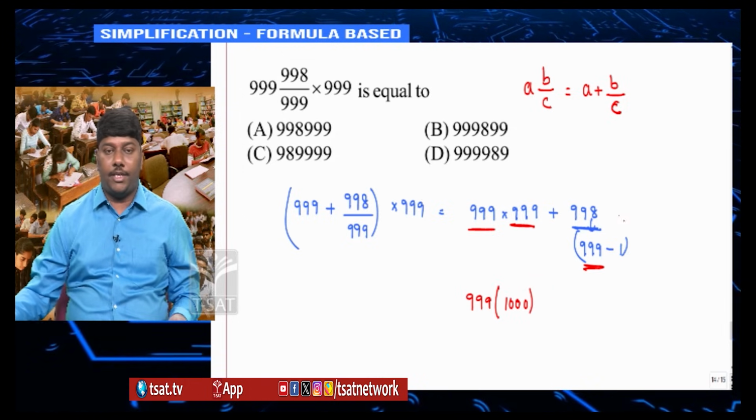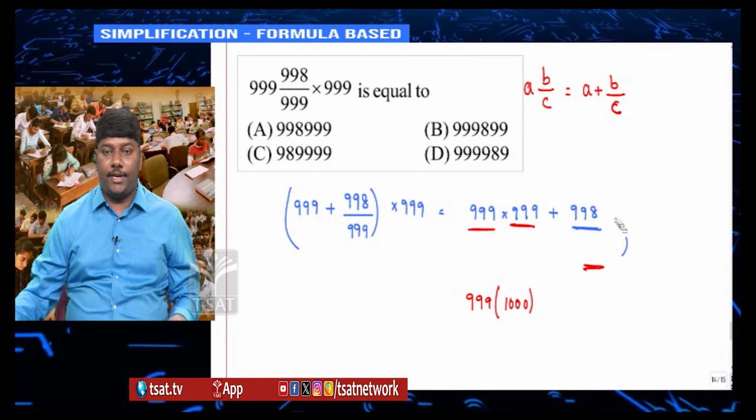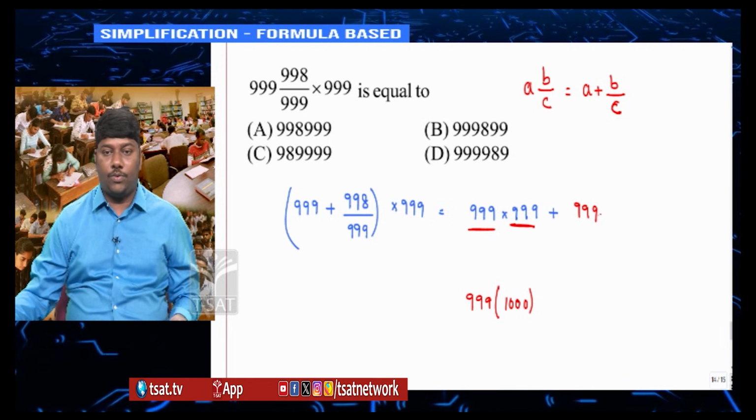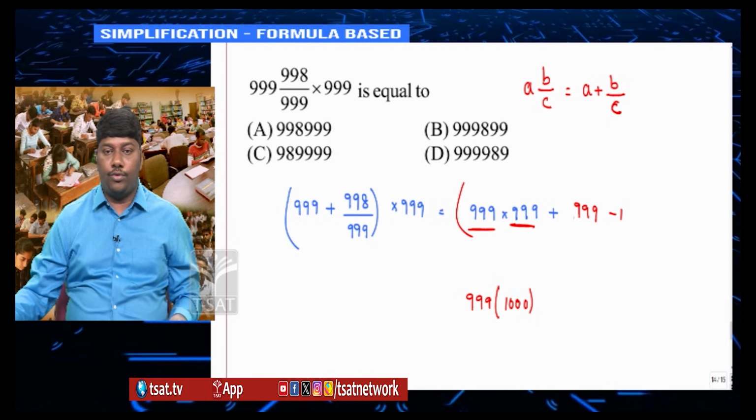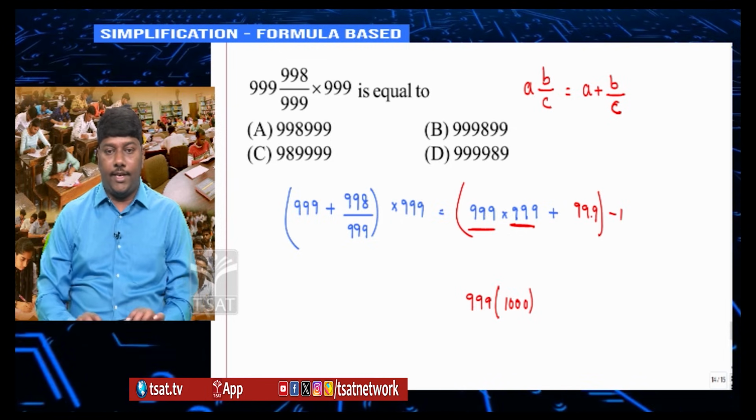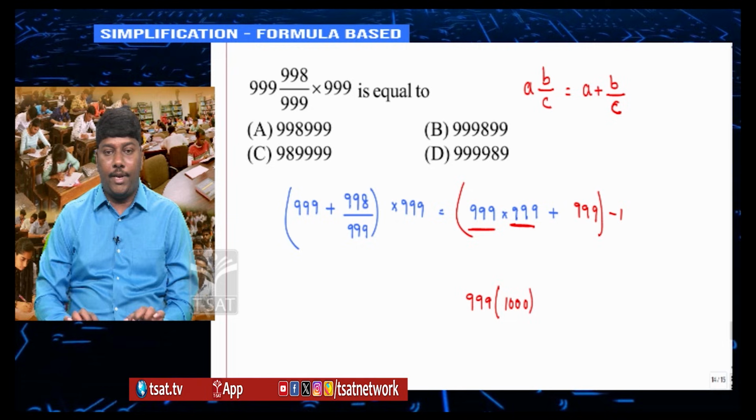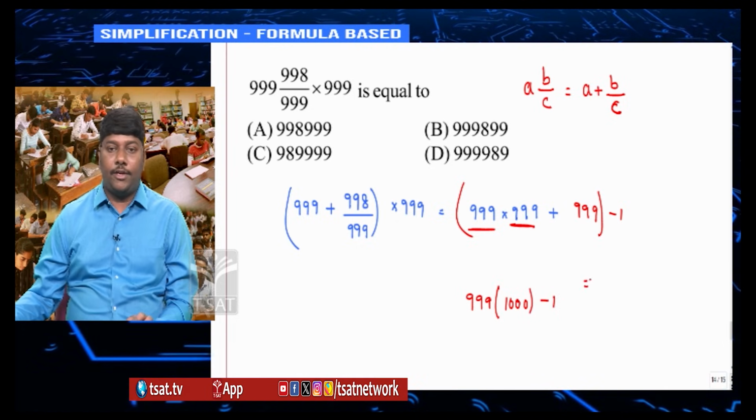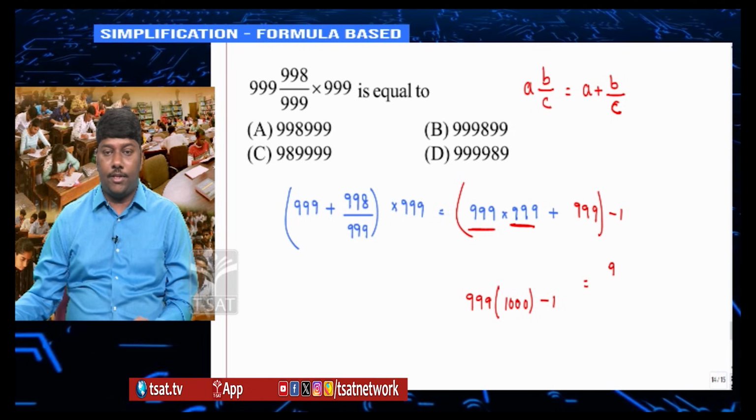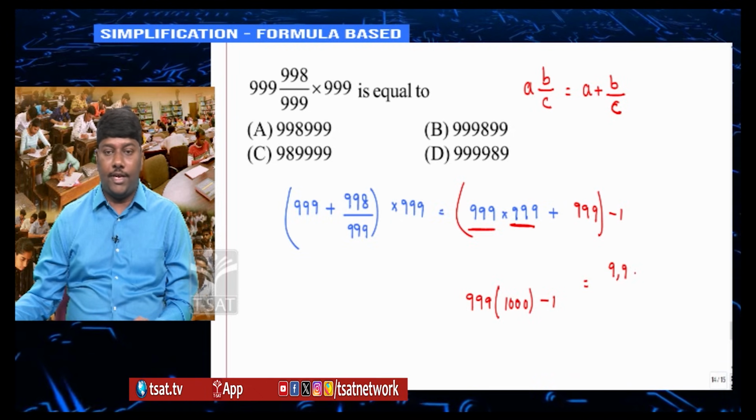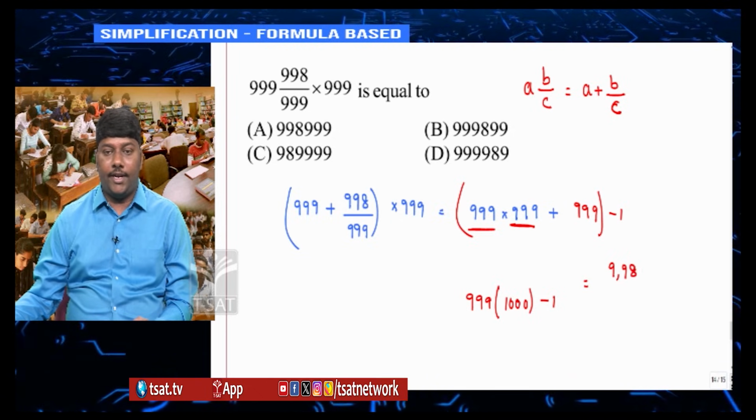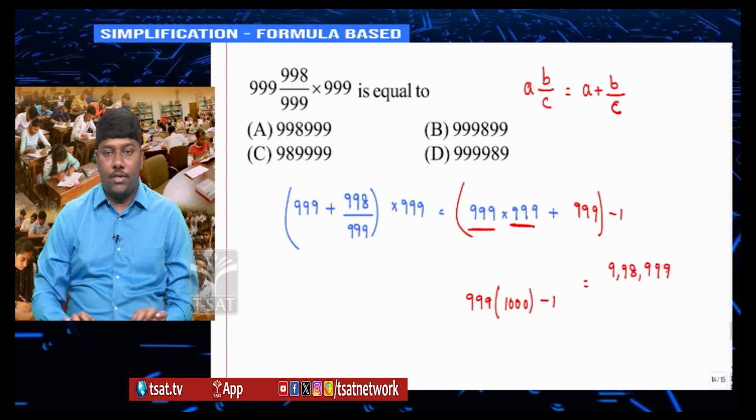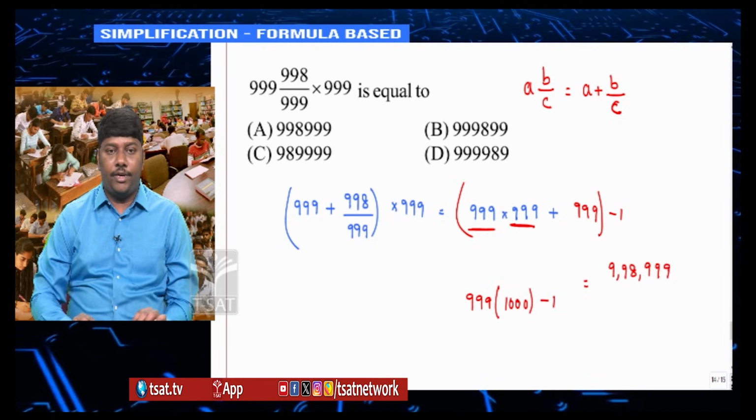Then you will be left with minus 1. So instead of this I am writing what? Instead of 998 I am writing 999 minus 1. So from the first two I am taking the common of 999. So I am going to get 999 plus 1, that is 1000, then minus 1. So what is 999 into 1000? 9,99,000. From this you take out 1, it will be 9,98,999. So this is a normal way of doing it, but how do we do it simply?